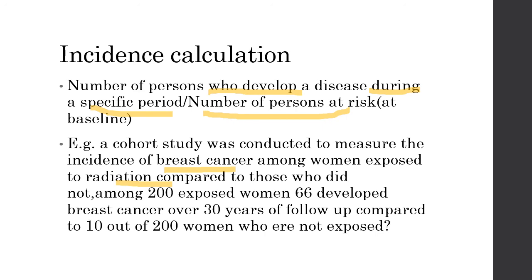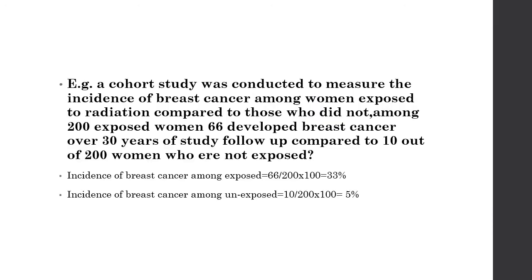And you consider taking equal groups, 200 in each group. Among the 200 who were exposed to radiation, 66 of these women developed breast cancer over the study period, which lasted for 30 years of follow-up. So they were new cases developed over the 30 years. At the beginning of the study, breast cancer was not present among them. And that compared to only 10 women among those 200 who were not exposed. So what is the incidence of breast cancer among exposed compared to the unexposed?